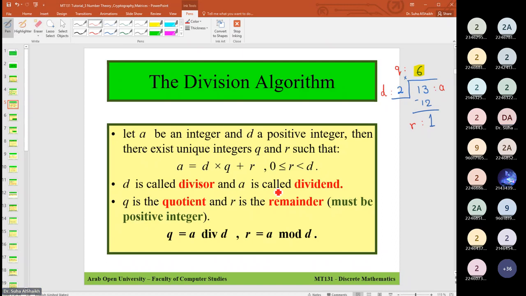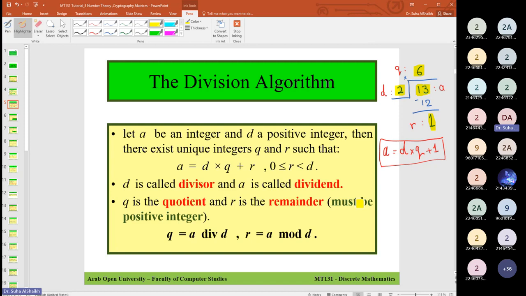I'm calling it D. Okay? So the division algorithm states that the dividend A, the big number that I divided, is equal to the divisor D multiplied by the quotient Q plus the remainder, which is 1, and this is the division algorithm. How do we do it? We multiply 6 by 2 and add 1, and this gives me 13. Right or not? 13 equals 6 times 2 plus 1. So this is the division algorithm.